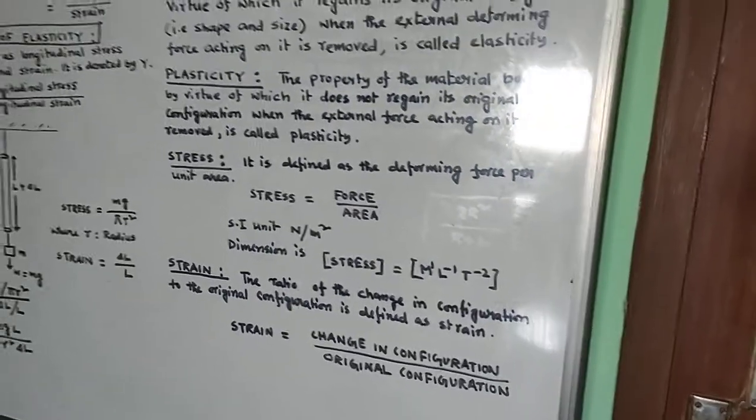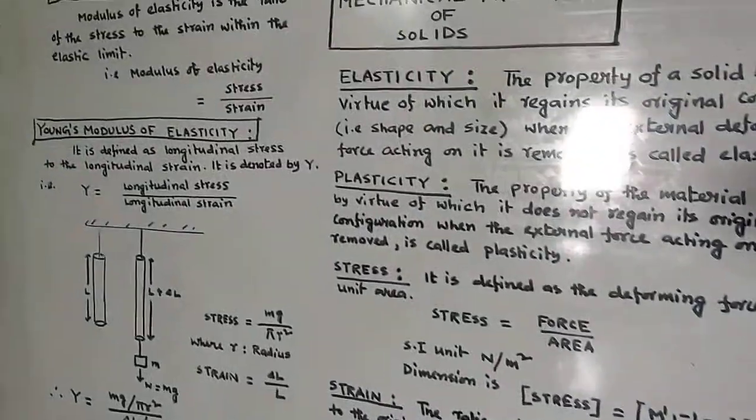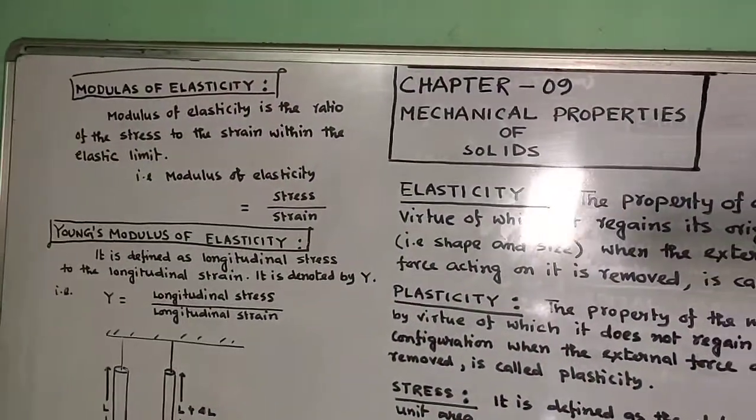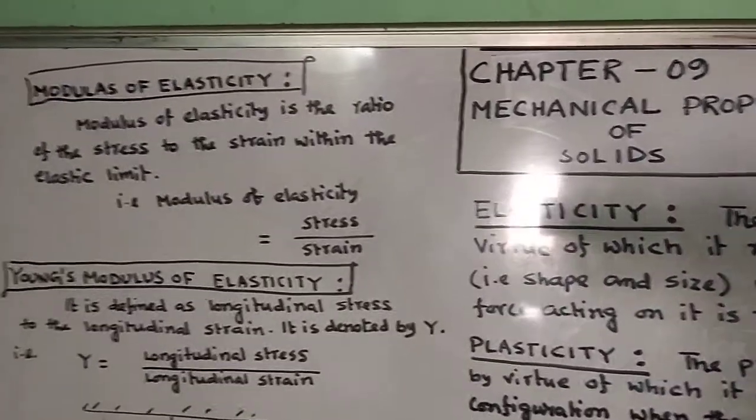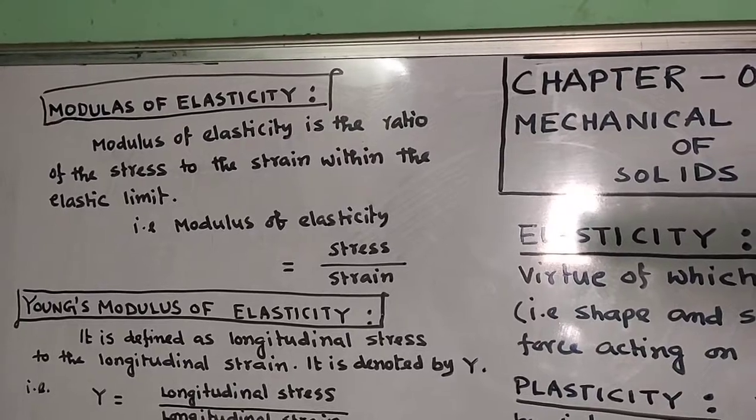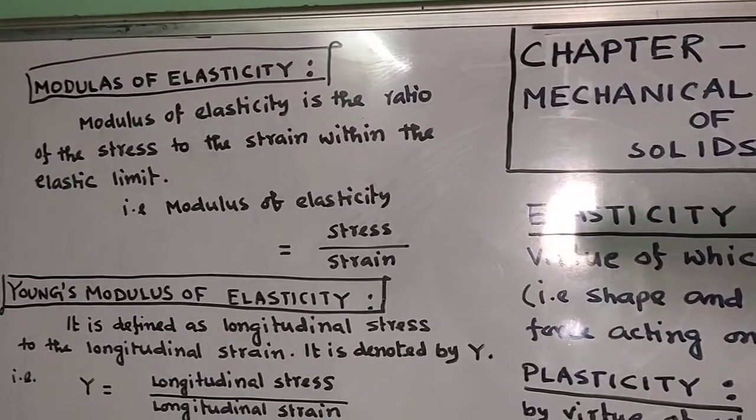Now the effect of stress is strain, and comparing this stress and strain, we can define another term, that is the modulus of elasticity. So what is modulus of elasticity? The modulus of elasticity is the ratio of the stress to the strain within the elastic limit.